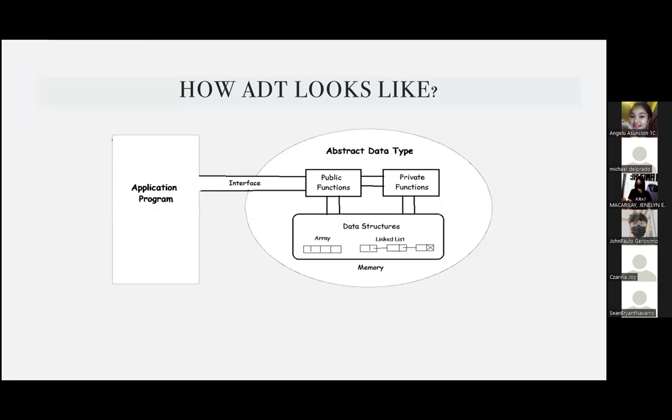Hello, and ito po yung how data looks like. And based po dito sa nakita niyong picture, ito po yung application program. Ano nga ba ang application program? Ito po yung computer program whose primary purpose is retrieving information from a computerized database. And nakikita niyo po dito is interface. And ang next po niya, ito po yung data, yung application program, dumadaloy na siya papunta dun sa abstract data type, yung public function and private function, and dumadaloy naman siya papunta na sa data structures, and meron po siya dun array and linked list.